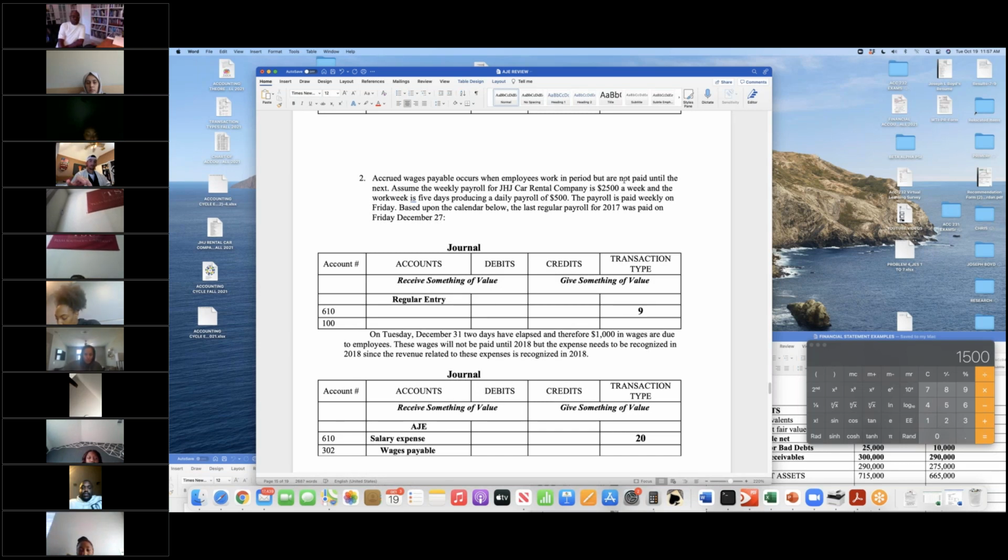Accrued wages payable occur when an employee works for a period but is not paid until the next. So assuming the weekly payroll is $2,500, we can get to that last Friday, December the 27th.